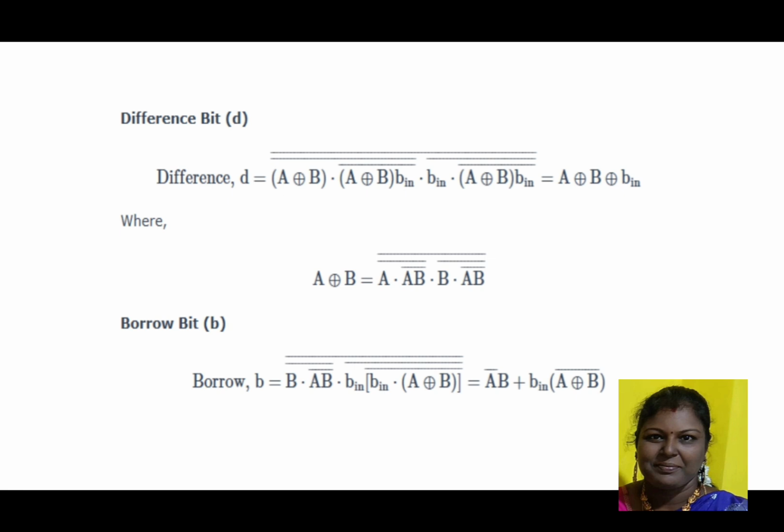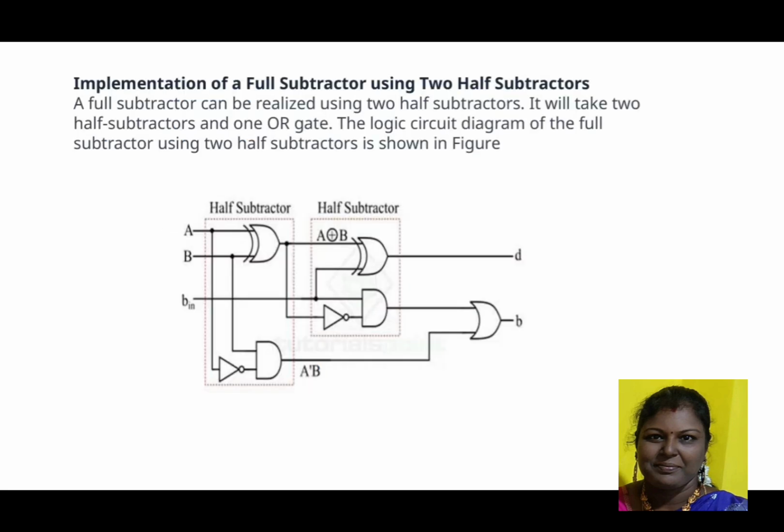Let's look at how a full subtractor can be built from simpler parts. We use 2 half subtractors and an OR gate to make it work. Each half subtractor handles part of the subtraction, and the OR gate combines their outputs to give the final result. This approach breaks down a complex operation into manageable pieces, making the design easier to understand and implement. The diagram on screen shows exactly how these components connect to form the full subtractor.